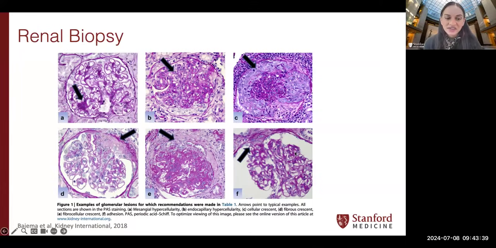Crescents, like differentiating different crescents. So this is a cellular crescent, a fibrocellular crescent. Again, you don't have to know all these specifics, just trying to show you how the definitions have evolved.